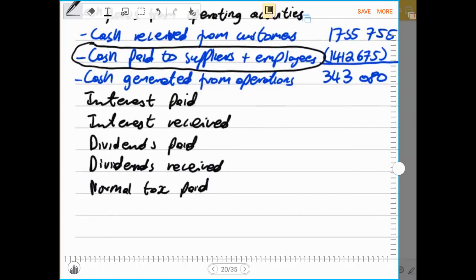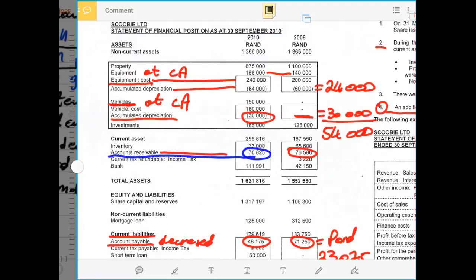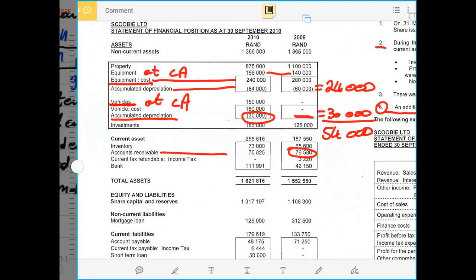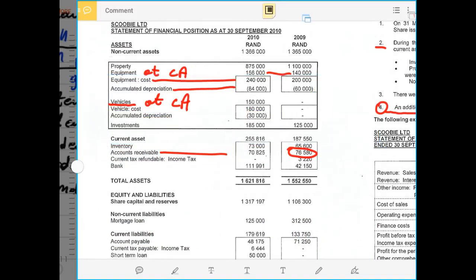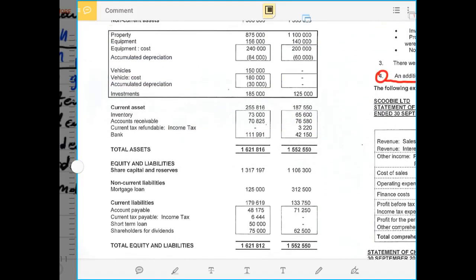Now let us check which ones are there and which ones are not there. We start with the interest and check if we had any interest. Remember, interest is finance cost, and finance cost will be found in the income statement. So we first also have to check in the statement of financial position if there was maybe any interest that was accrued, but that would have been taken into account under accounts receivable or payable.